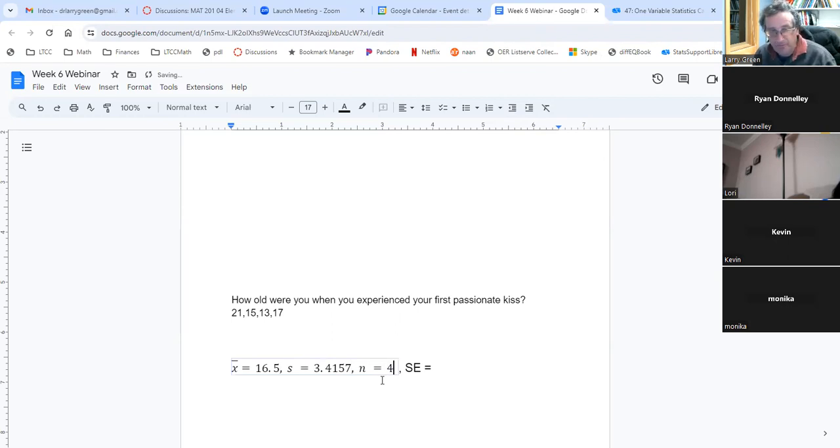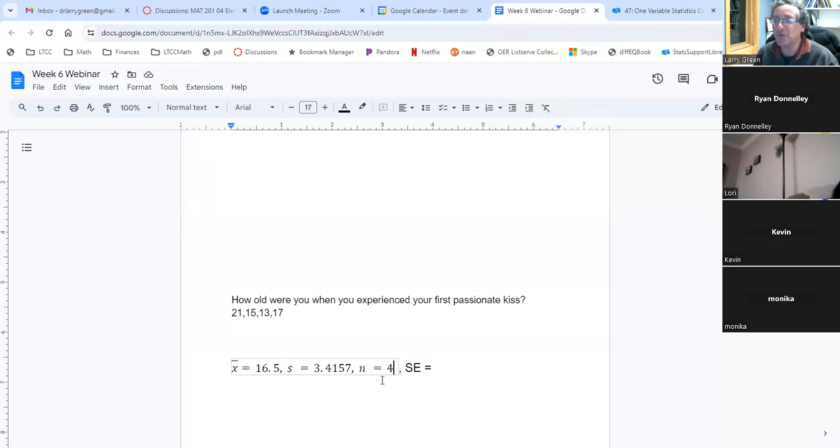N was 4. Okay, so far, any questions on getting these numbers? How do we get the standard error? This one's actually one of the easier ones. Good thing we have a sample size of 4, it makes it easier. So how do we get the standard error?